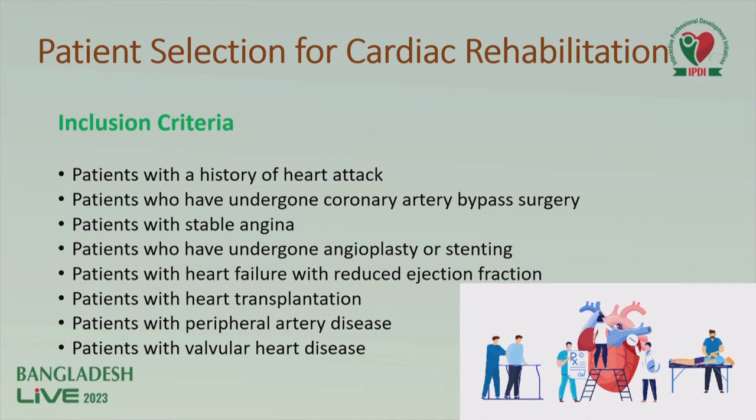So these are the patient selection criteria for cardiac rehabilitation. These are patients with a history of heart attack, patients who have undergone CABG, patients with stable angina, and patients who have undergone angioplasty or stenting. Patients with heart failure with reduced ejection fraction, after heart transplantation, patients with peripheral vascular disease, as well as patients with valvular heart disease.